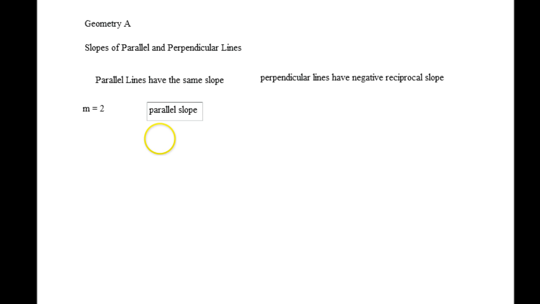Okay, perpendicular lines have negative reciprocal slope. Okay, so if I have the slope of one line to be 2 here, the parallel slope is going to be 2 here as well. Alright, so let's just make a table out of this stuff.